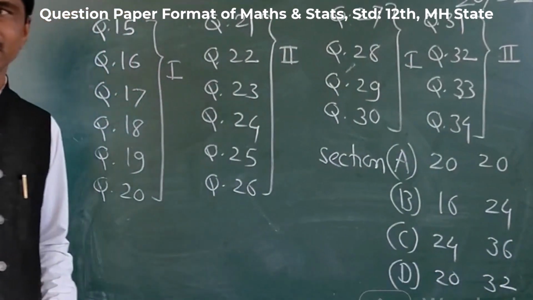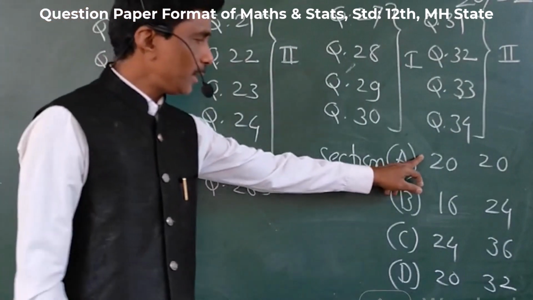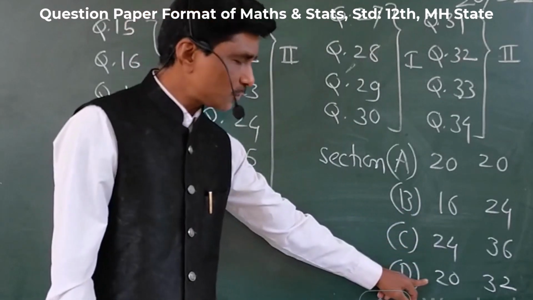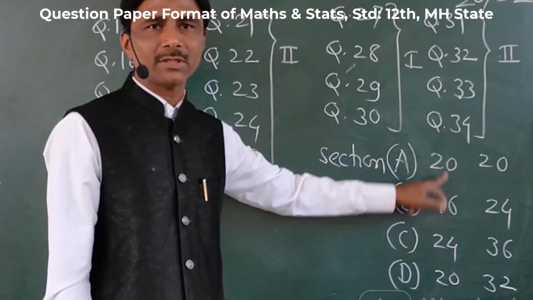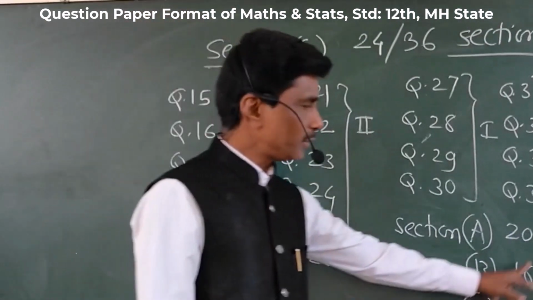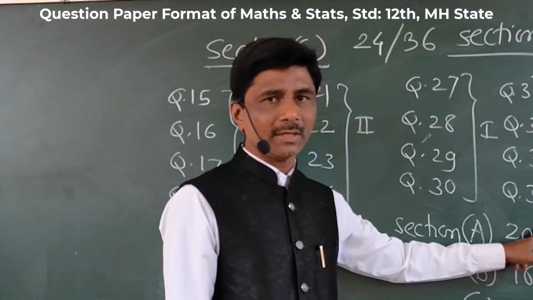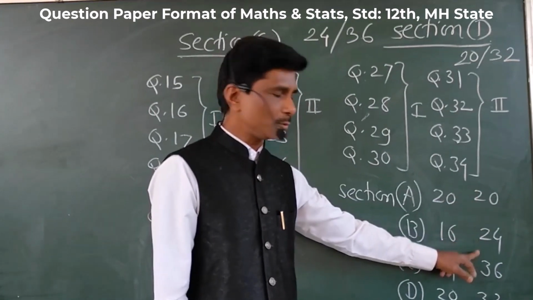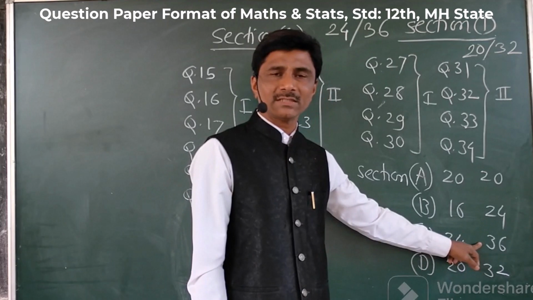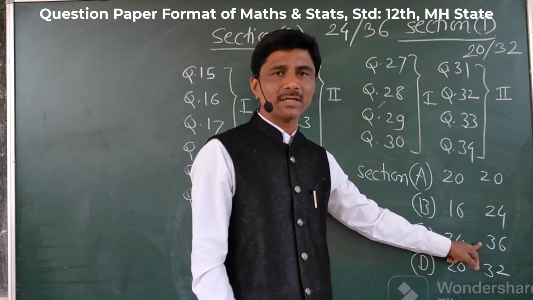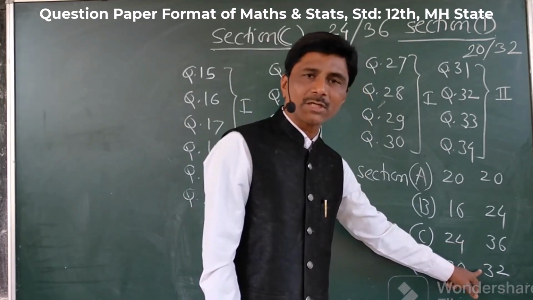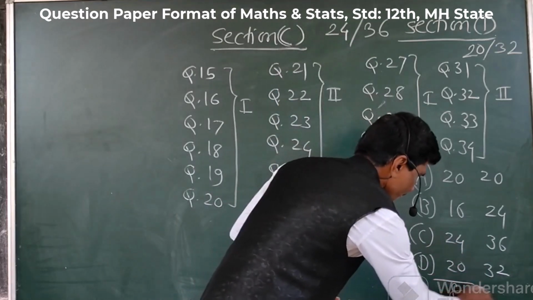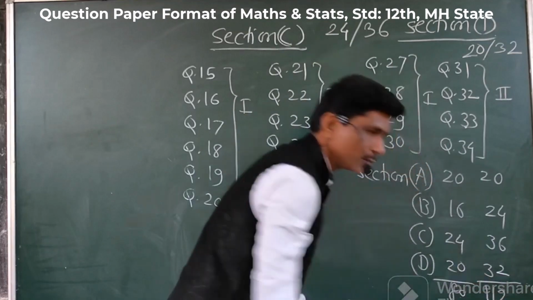Now we add this, we count it. 20 plus 16, 36, plus 24, 60, plus 20, 80. Means the compulsory questions are of 80 marks. Now with option, आपको option कितना मिलेगा? Let's count. 20 plus 24, that is 44, 44 plus 36, that is 80, then 80 plus 32, 112. So compulsory 80 with option 112.